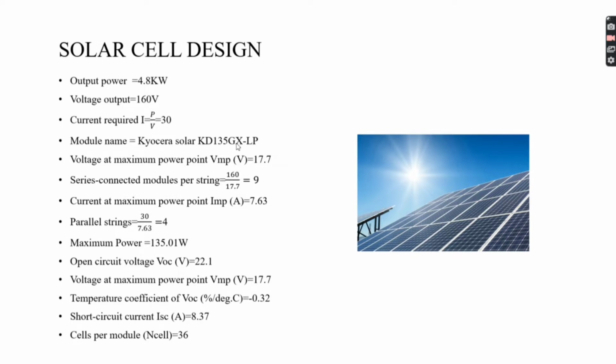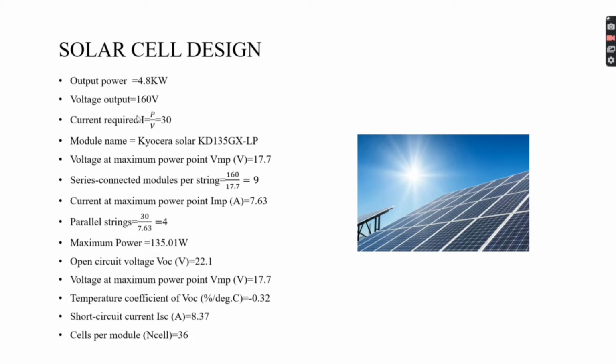In this case, Kyocera Solar KD135GXLP is chosen. Then find the voltage at maximum power point and current at maximum power point of this module. And then we calculate the number of strings in series and number of strings in parallel. In this case, our voltage requirement is 160 volt. Then we obtain the number of series connected modules. That is, for obtaining 160 volt, we connect 9 modules in series.